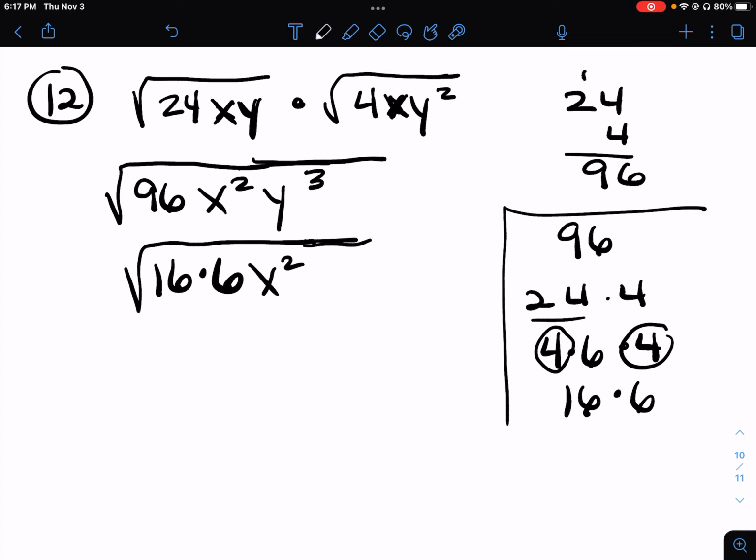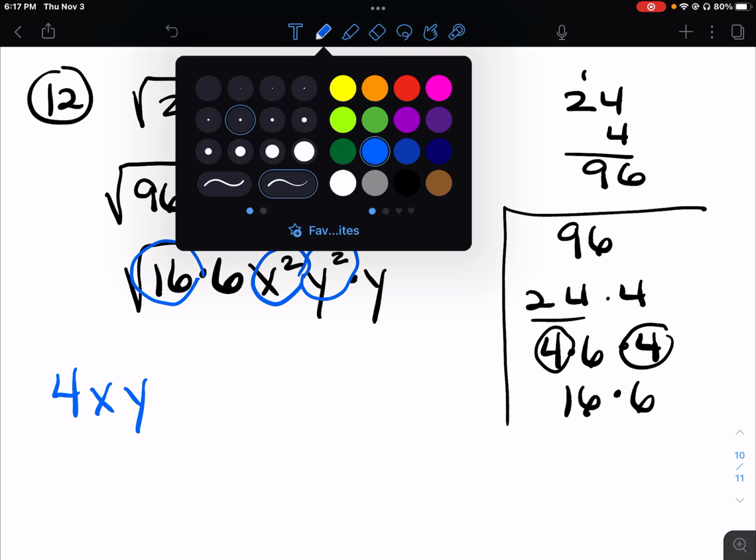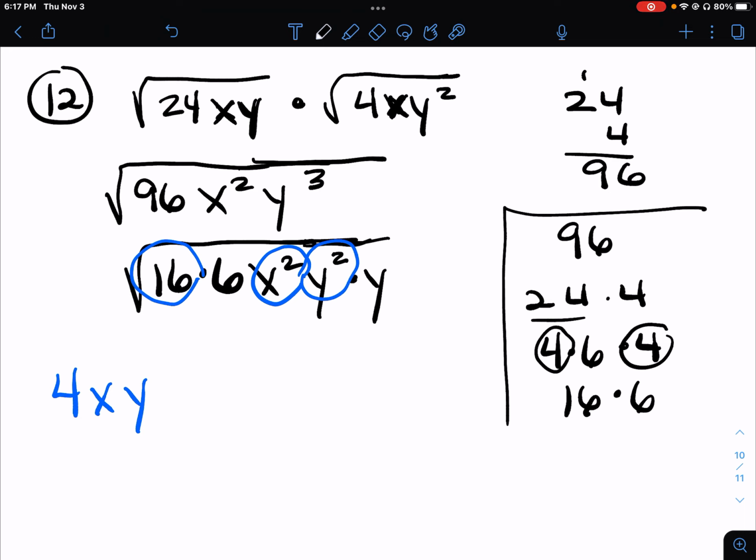Now that y cubed is odd, so it needs to be y squared times y. Okay, what can we take the square root of? The square root of 16 equals 4. The square root of x squared is x. Square root of y squared is y. Okay, because x times x is x squared. Y times y is y squared. What's left over is 6y.